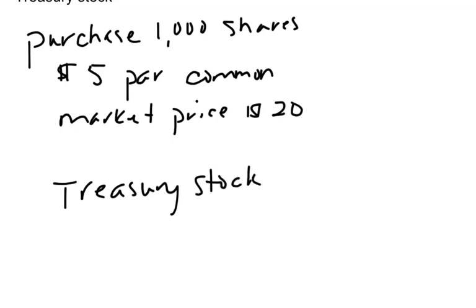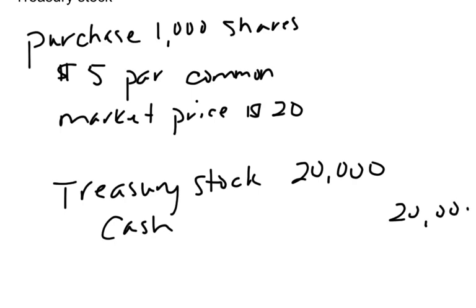So we have $20 that we paid for it, and that was for 1,000 shares. So we're going to record this at $20,000. The par doesn't really matter here because we're using the cost method. So whatever it cost me, that's what we're recording it at. If we paid cash for it, we're going to credit cash for the $20,000. And that's the purchase of the treasury stock.